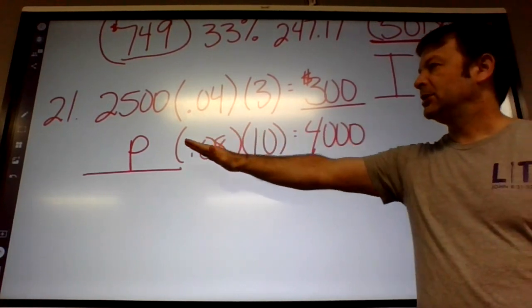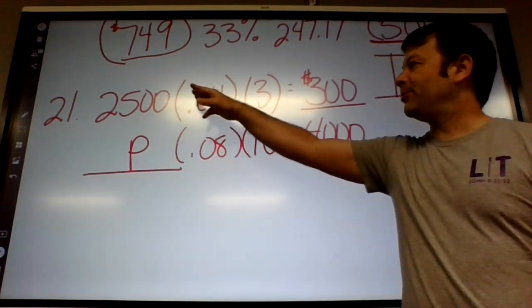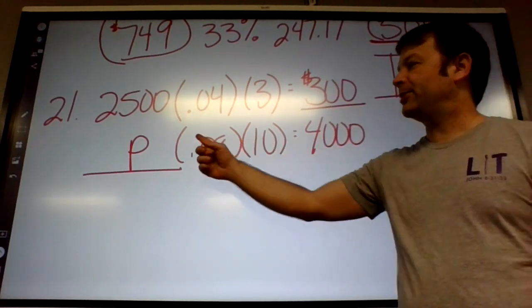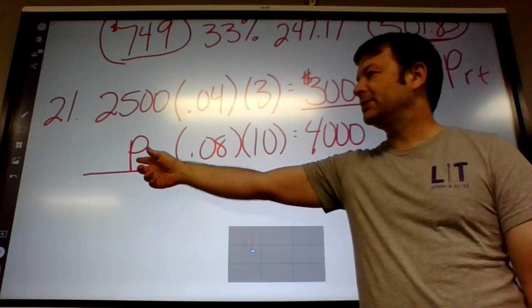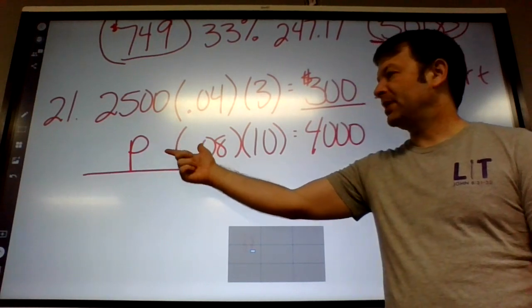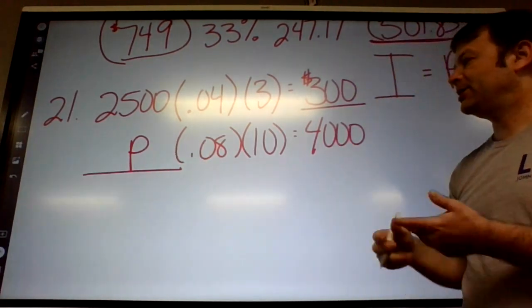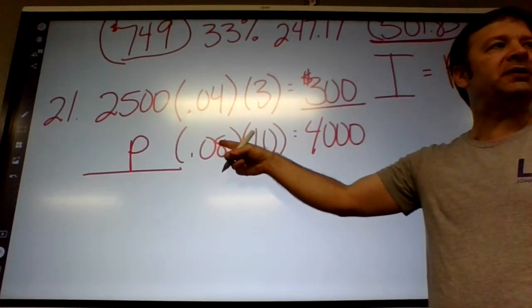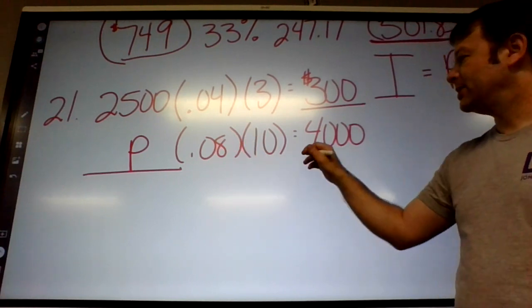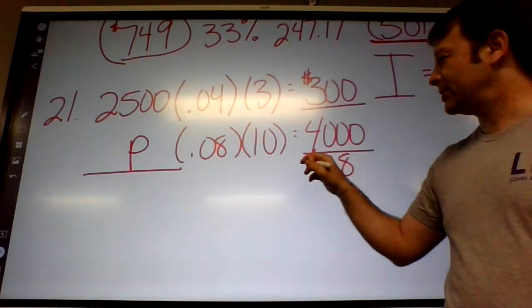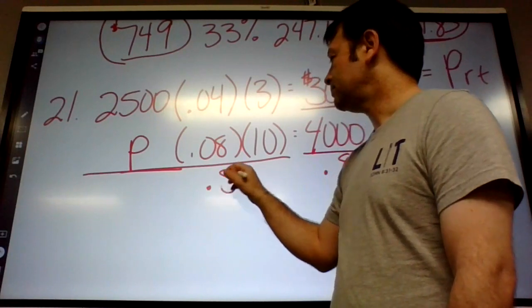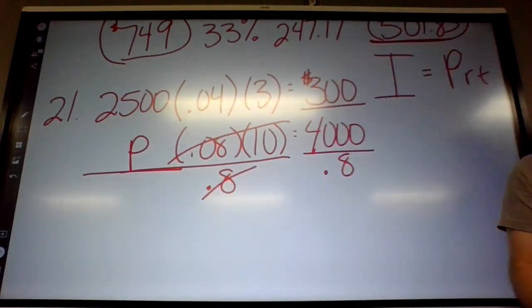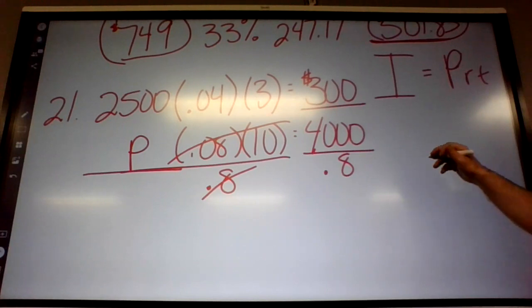Okay, so if these three multiply to get the interest, how do I go backwards to find one of these? Multiply those two together, and then divide by that. Divide by these two guys, yeah. You could multiply these together first and then divide. You guys know what 0.08 times 10 is? 0.8. So yeah, you could just divide by 0.8. That would do it. That would get rid of that. 5,000. Yeah, 5,000, yes.